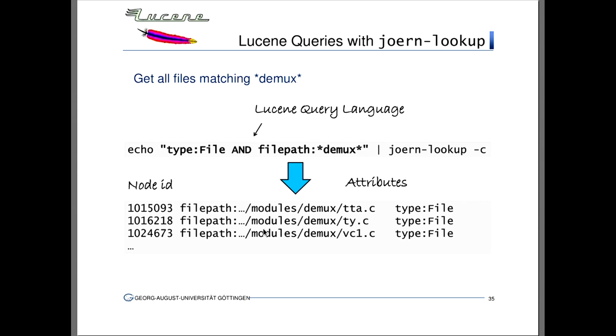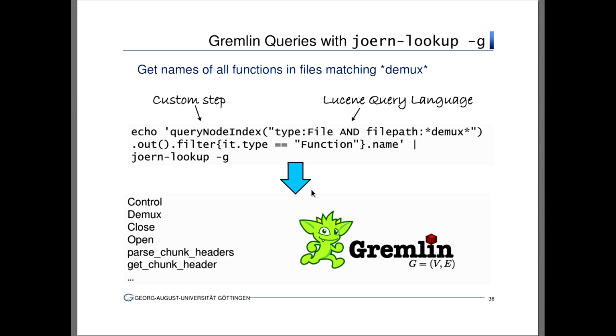Now, let's start using this. Here's a very simple query with the Lucene query language. As I said, there are shell utilities. Yearn lookup is one of these shell utilities that you can use to quickly pipe a query into it, and you'll get the results. And here it says, give me all the files where the file path contains the word demux, so all demuxers. And of course, you could have also done this with a find, right? But now it gets more interesting.